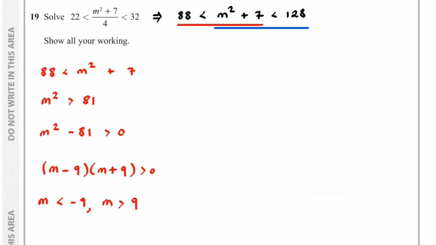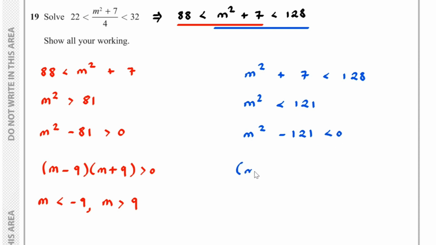Now let's think about the m squared plus 7 being less than 128. Well, m squared will be less than 121. m squared minus 121 is less than 0.